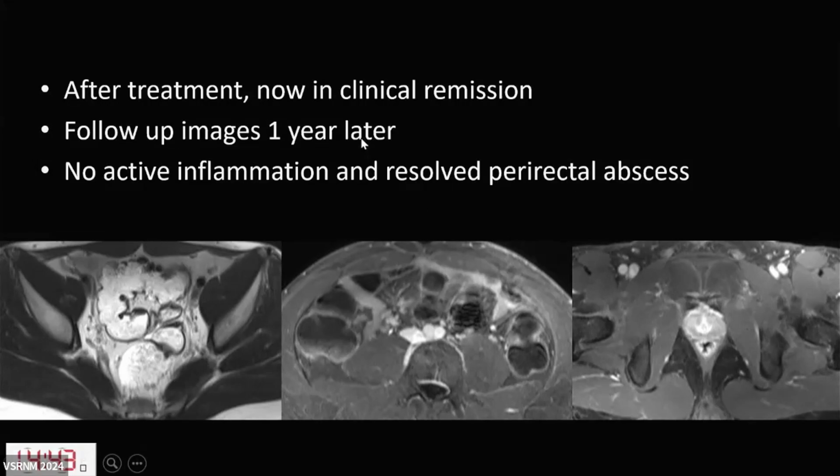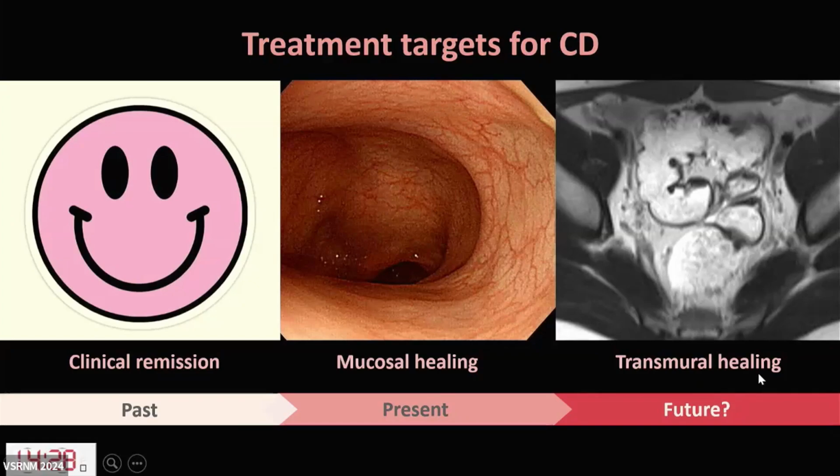We had a follow-up image 1 year later, and now all of the involved bowel walls have returned to normal, and the perirectal abscess has resolved. So this is the condition called transmural healing, which means that all of the intestinal wall returns to normal. And in the past, the treatment target for Crohn's disease was clinical remission. And now we aim for mucosal healing, which is when the mucosa under endoscopy looks normal.